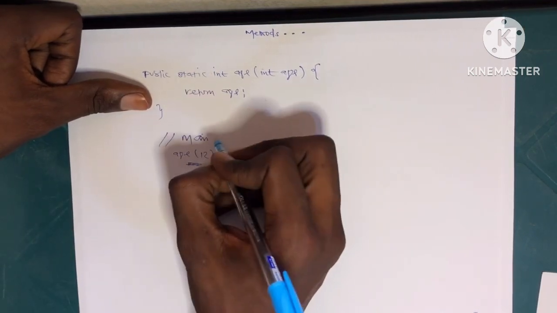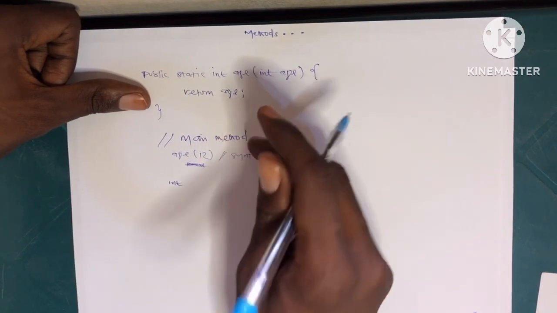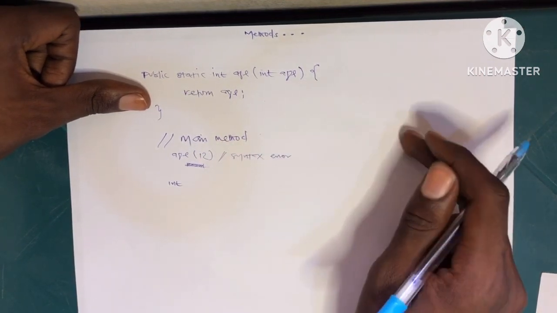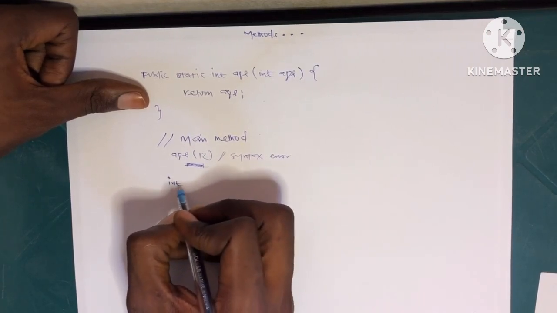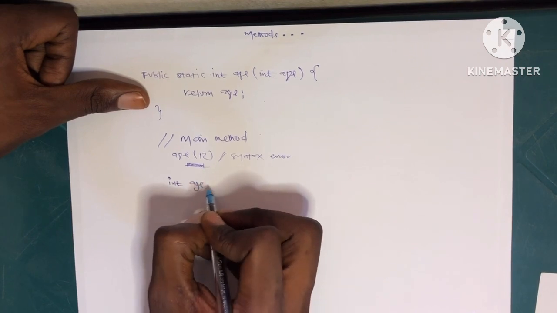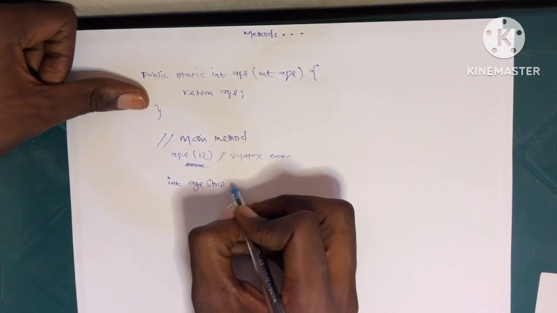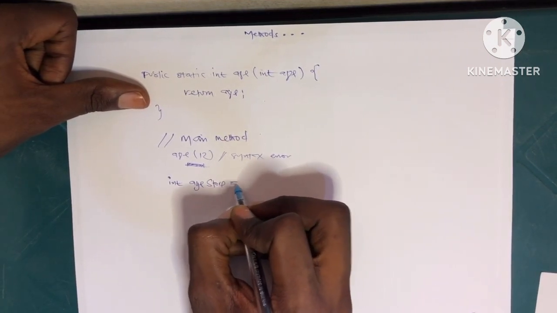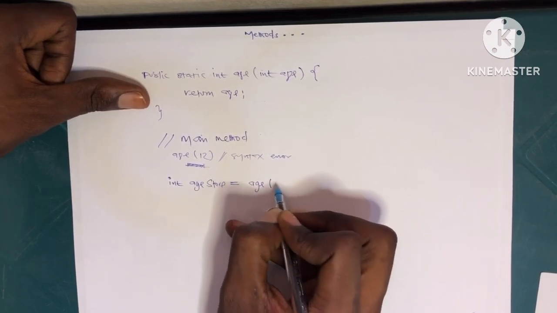All right, so let's say this is your main method, and you know how to create a main method, right? Public static void main string args. Okay, now let's create this variable. Let's assume the variable is age. Let's say ageStore. Instead of using age, I'll just use ageStore. So what you do is put equal to the name of the method, open brace, put 12.